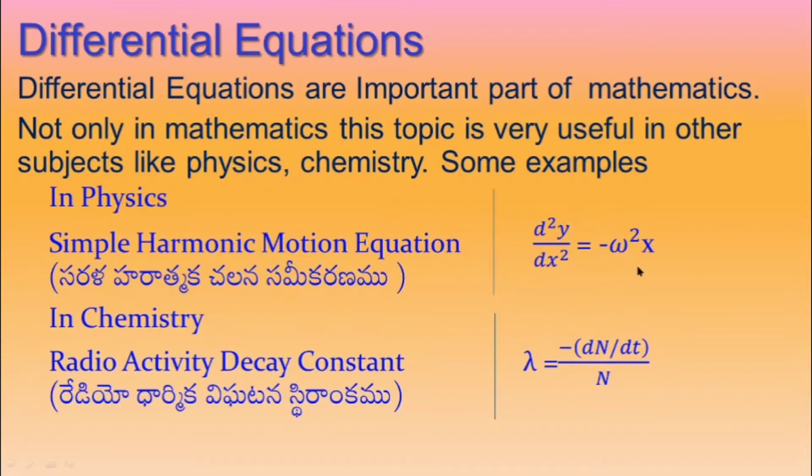Here we have some equation. d square y by dx square is equal to minus omega square x. So this equation is a simple harmonic equation, which is a part of physics. Similarly, here we have another equation. This equation is known as the radioactivity decay constant, which is a part of chemistry.